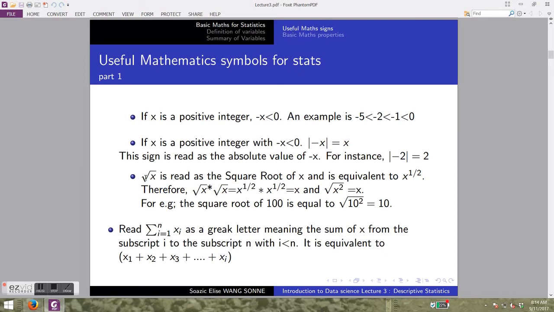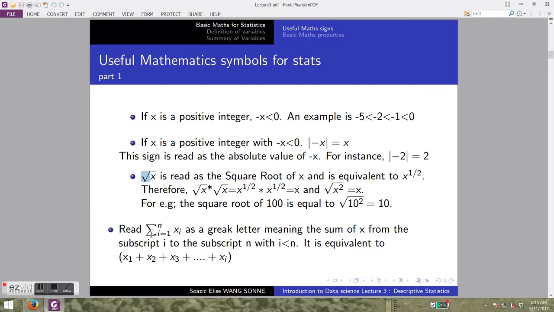You also have the square root, and this will be widely used in our lecture today, but also in other lectures and even in econometrics. So that's the square root of x. That's how you read this sign, and it's equivalent to x to the power 1 divided by 2. Therefore, the square root of x times the square root of x is equal to x to the power 1/2 times x to the power 1/2, which is equal to x. And the square root of x squared is x. For instance, the square root of 100 is equal to the square root of 10 squared, which is 10.